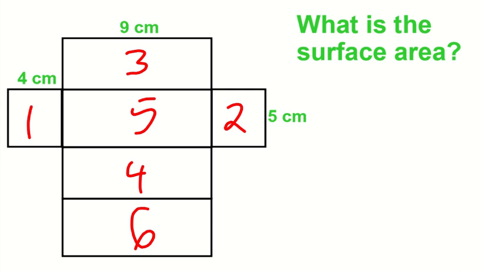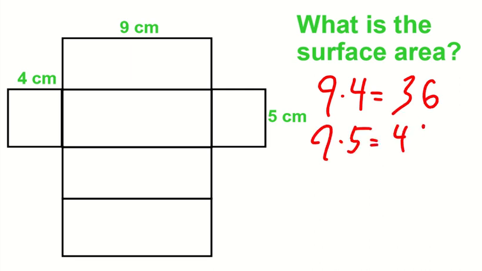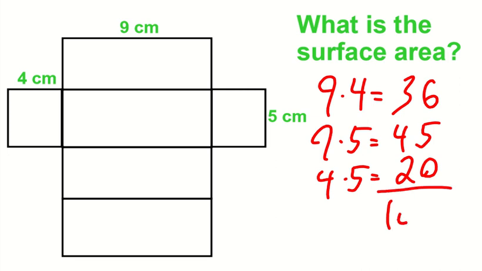Okay? So what we want to do is we want to make pairs with our numbers. I've phrased it as like introducing ourselves, right? So we'd have 9 times 4, that's 36. 9 times 5, that's 45. And 4 times 5, and that's 20. Okay? So paired up each of the numbers, and we're going to add those up. So when we add those together, that's going to equal 101.